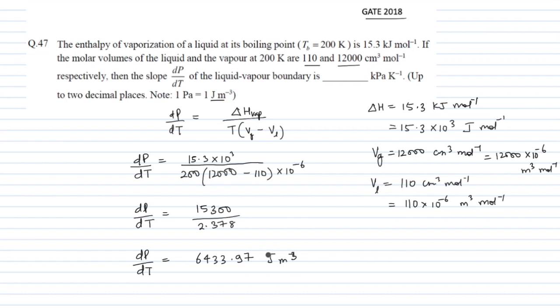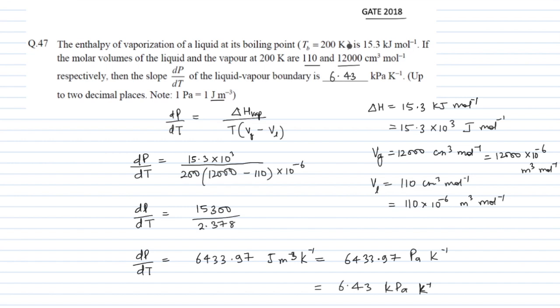So 1 joule per meter cube is equal to 1 Pascal. So I can write it as 6433.97 pascals per Kelvin. Now since the question has asked for kilopascal per Kelvin, I have to convert this into kilopascals. So I just have to divide it by 1000. So I will get 6.43. I just have to write it up to 2 decimal places. So 6.43 kilopascal per Kelvin is going to be the answer of this. That's going to be the correct answer.